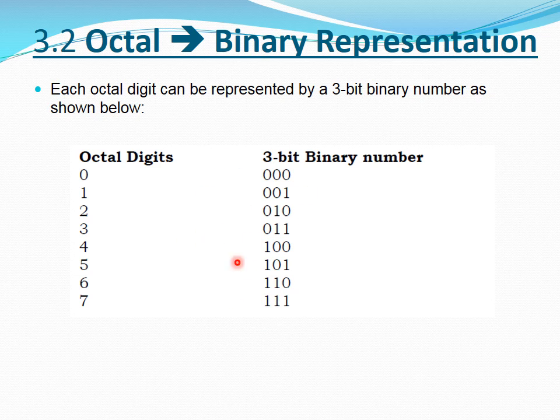These are called the octal binary numbers. Therefore, octal digits are converted to binary numbers.